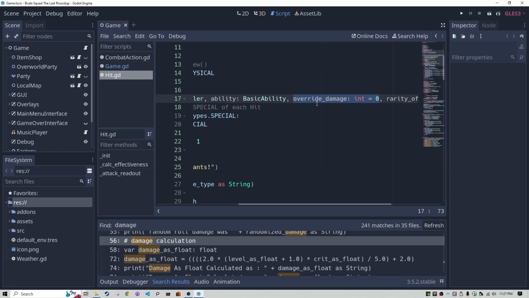For example, our barbarian has a counterattack, where if the barbarian uses counterattack and gets hit by a physical move, he'll just straight up counterattack for double the damage, okay? Because it works like that, it's special. It doesn't use the same damage calculations that the other moves in the game use. So because of that, we have this optional parameter, override damage.